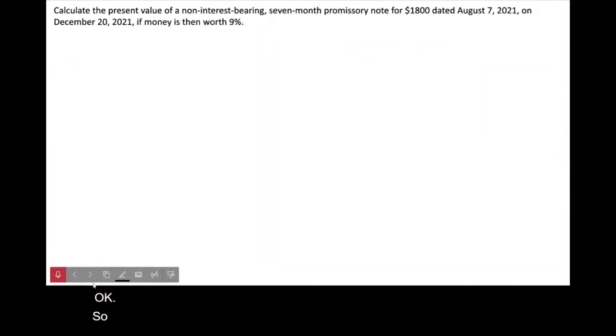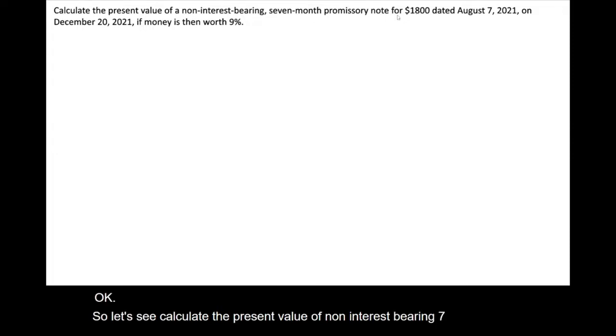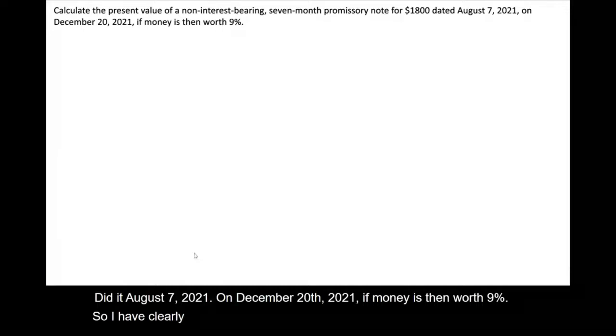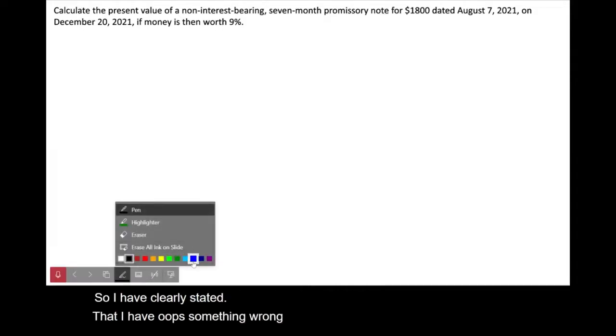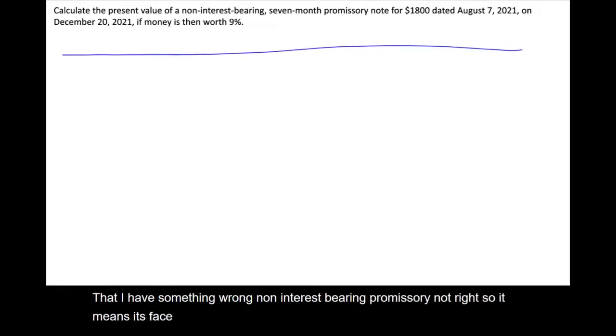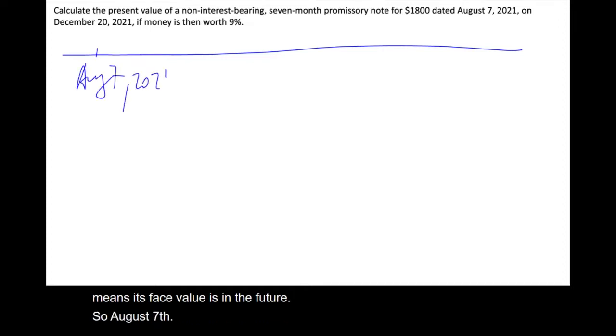Okay, so let's see. Calculate the present value of non-interest bearing 7-month promissory note for 1800 dated August 7, 2021 on December 20th, 2021 if money is then worth 9%. So I have clearly stated non-interest bearing promissory note, right? So it means its face value is in the future. So August 7, 2021, 7 months, and 1800 is here.